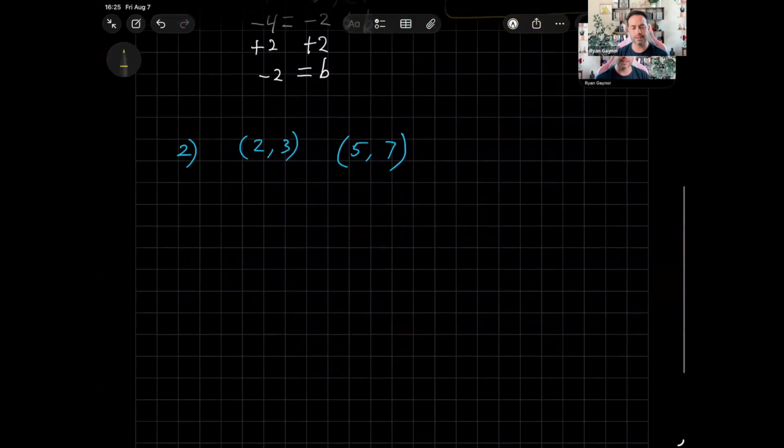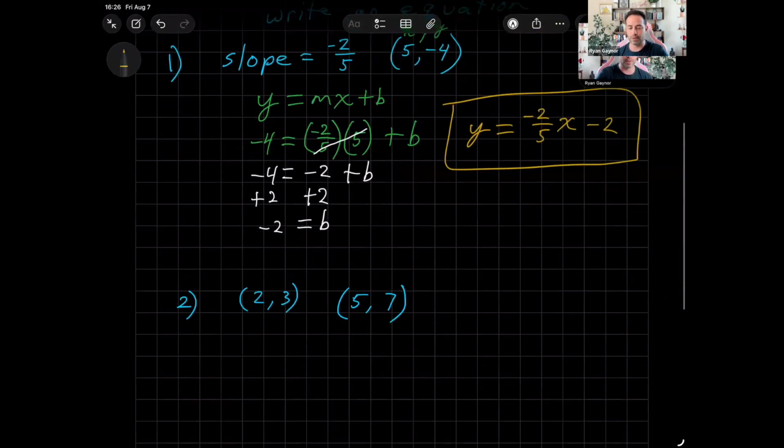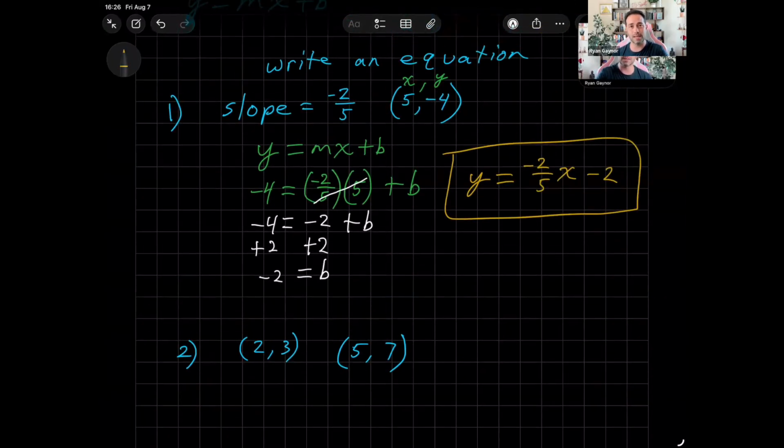Now, this time we have to write the equation in slope-intercept form, but they gave us 2 points. So again, I have to know the slope and I have to know the intercept, right? Because slope-intercept form literally means that you're going to see the slope and the intercept in the equation, right? Remember right here, y equals -2/5 x minus 2. The -2/5 is the slope. The -2 is the intercept.